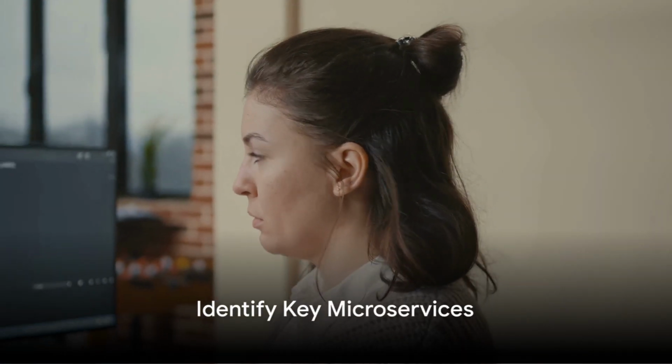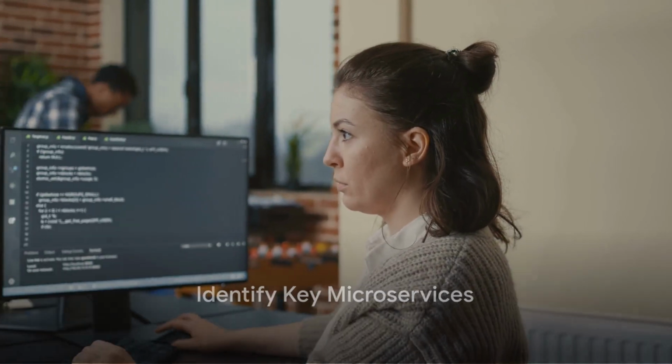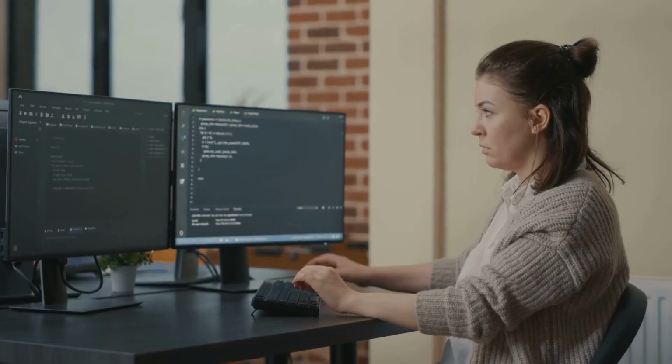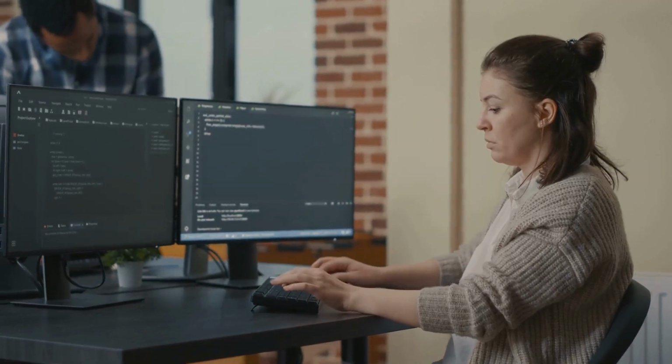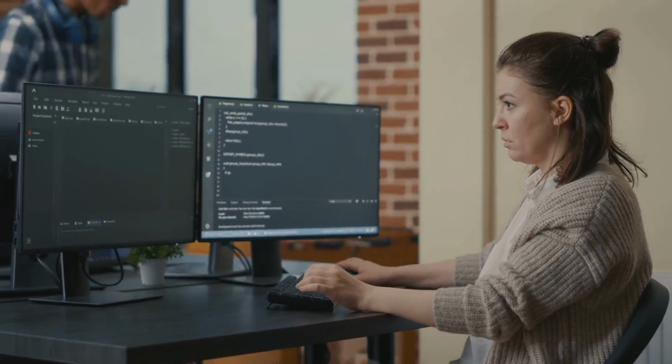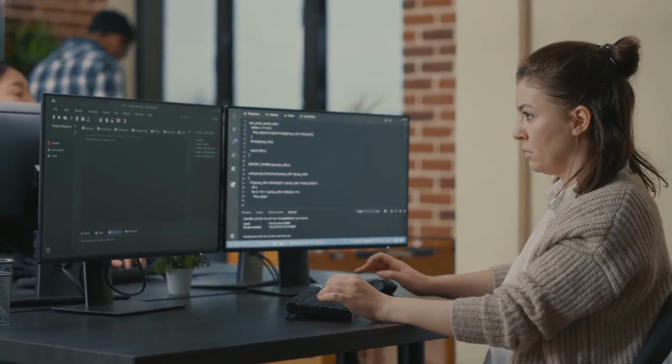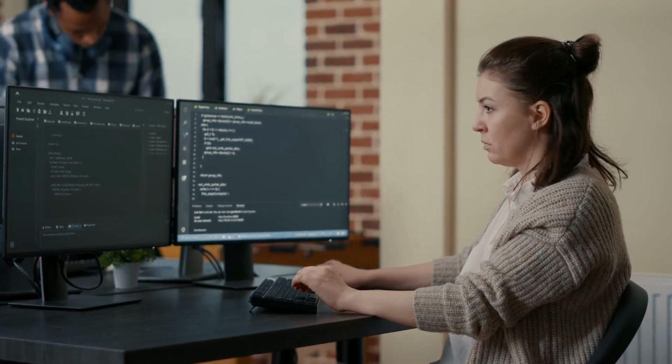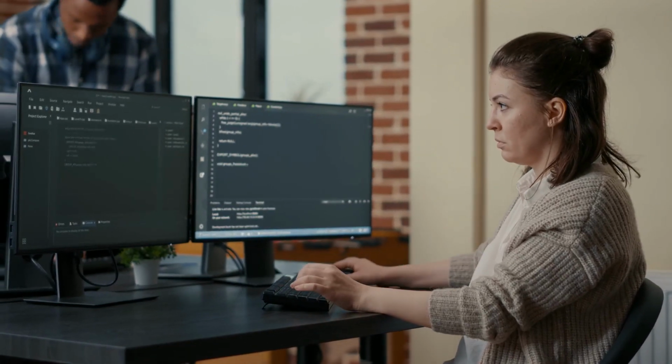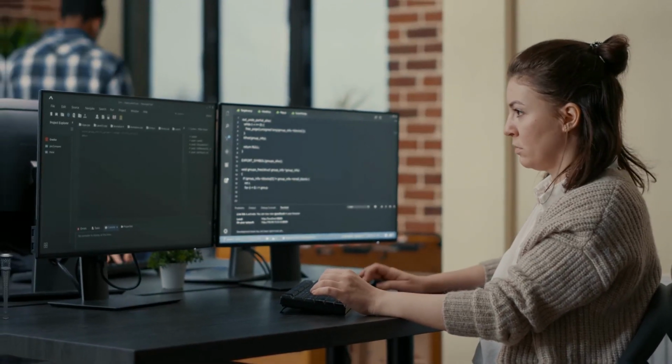Now, identify your key microservices. Break down the system into bite-sized, manageable pieces, each with a specific responsibility. This is a pivotal step, as a well-structured system will make both implementation and ongoing maintenance much smoother.